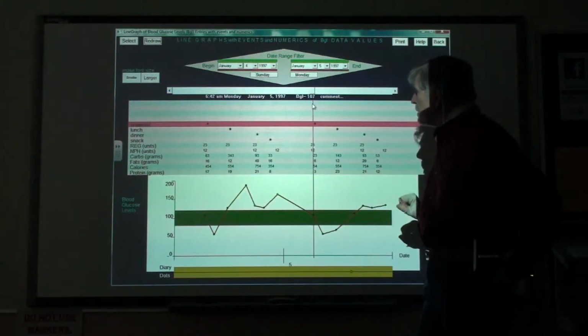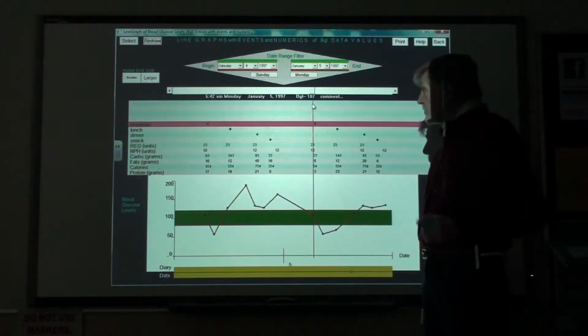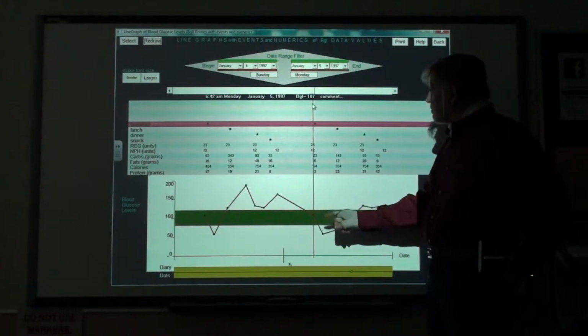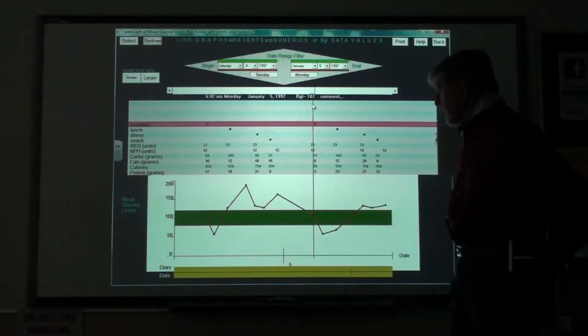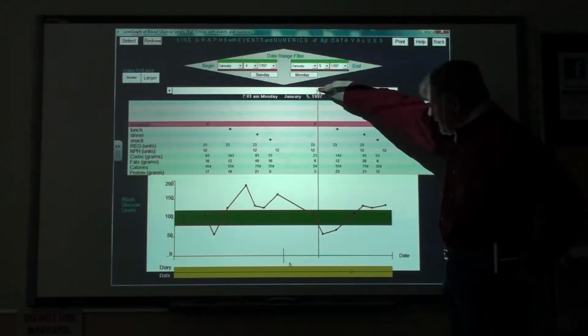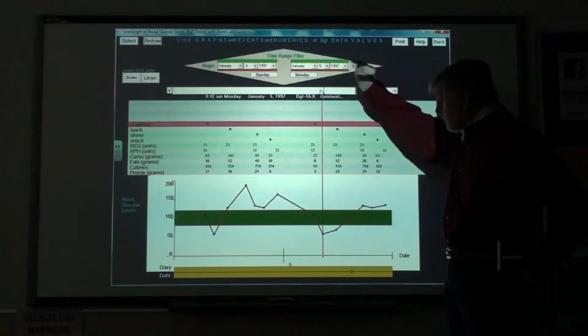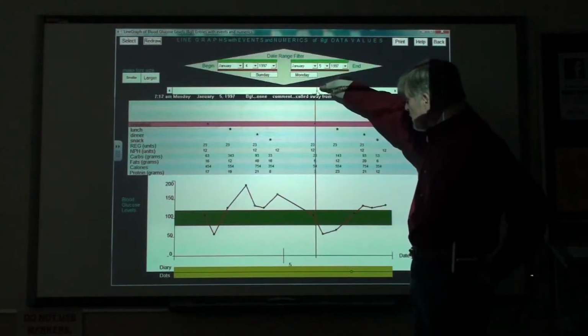When we come to this time, 6:42 a.m. Monday, the next day, we have again a good blood glucose reading, 107. This is your fasting reading as soon as you got up. But look what happened immediately after that. The next reading taken at 8:41 is dangerously low, down around 50. Let's see exactly why that is.